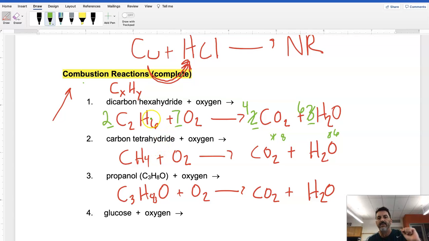So, combustion reactions, hydrocarbon reacting with oxygen. They will always produce the same thing every time, CO2 and H2O. Sometimes they can be a little tricky to balance, and if that's the case, you just multiply everything by 2 and then balance your oxygens, and they usually will balance out.